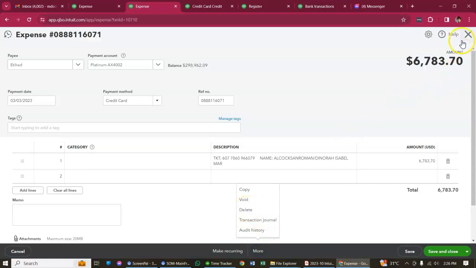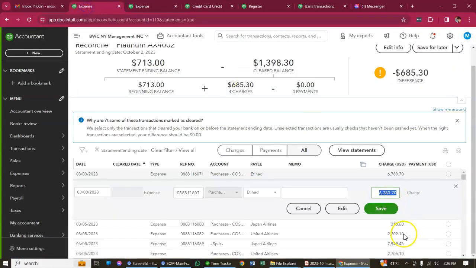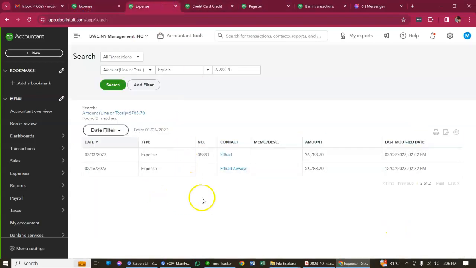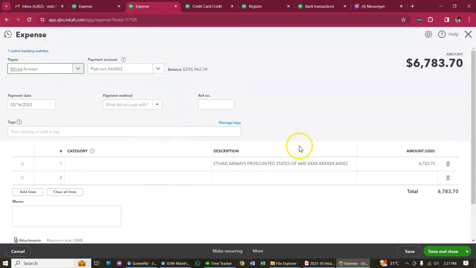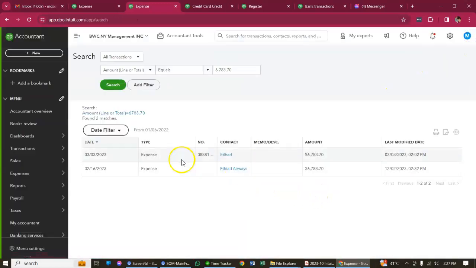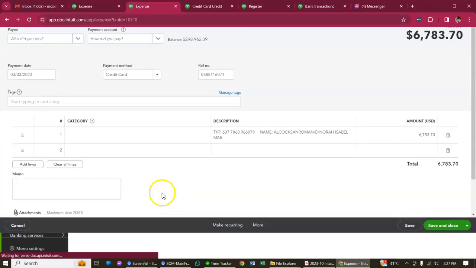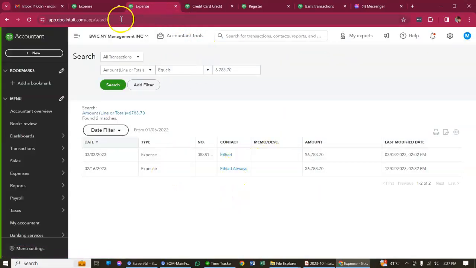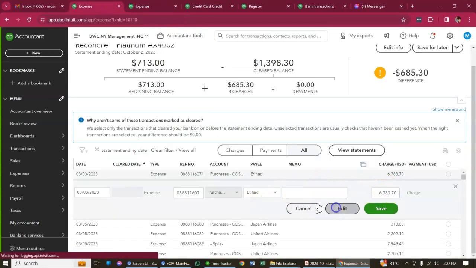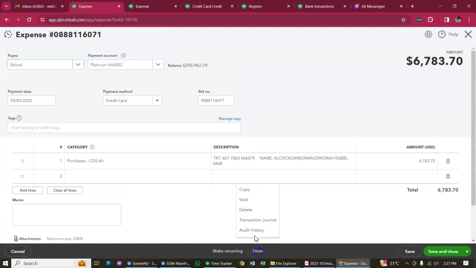Okay, for this case, this is not clear. However, when we try to search that, we discover that it's already recorded in the other transaction. So this is correctly recorded already, it's done. However, this one is also already recorded, but it's a duplicate. Actually, it's the same account where it is recorded, credit card. So all we need to do is to delete this. So open that and delete that. Okay, because that's a duplicate.